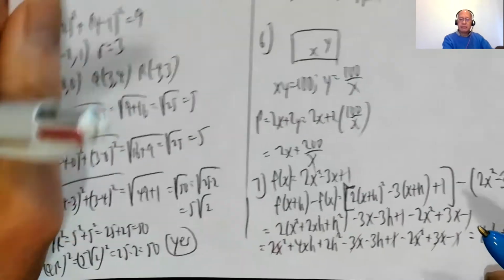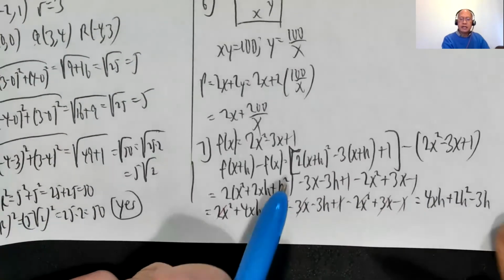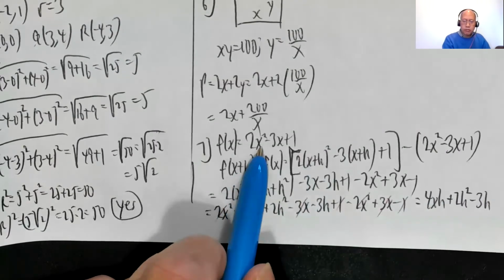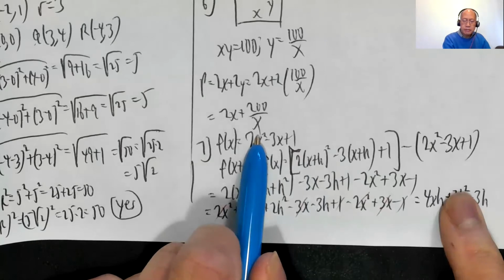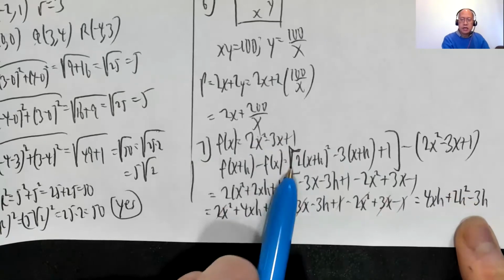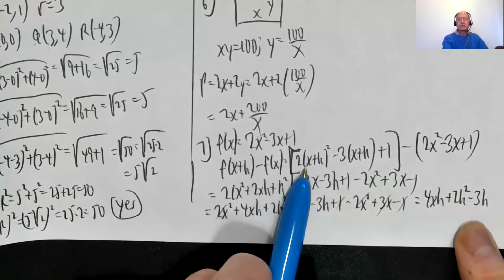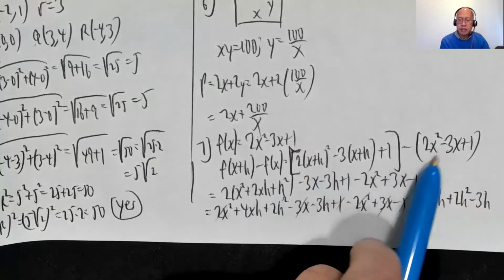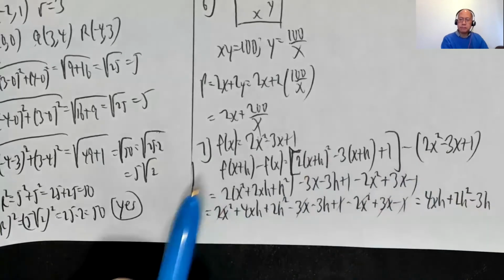f of x plus h minus f of x. Minus the original f of x is just minus the original. F of x plus h, right here, pretend you erase that x, put parentheses x plus h. Pretend you erase that x, put x plus h. So it looks like this: 2 times (x plus h) squared minus 3 times (x plus h) plus 1 minus parentheses 2x squared minus 3x plus 1.